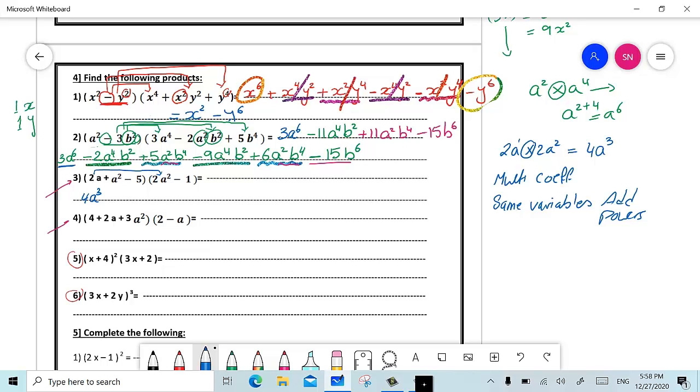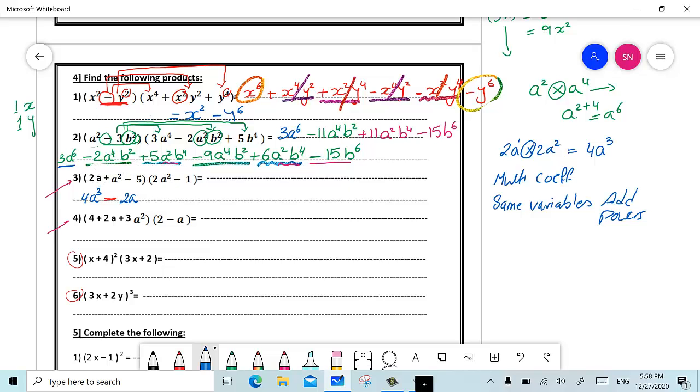And now I'm going to multiply 2a by negative 1. And please again, don't forget this negative sign. So 2a times negative 1, we know that anything multiplied by 1 is the same. So it's going to be negative, and don't forget the negative, and 2a. We have finished now multiplying the first term by each term in the other bracket.